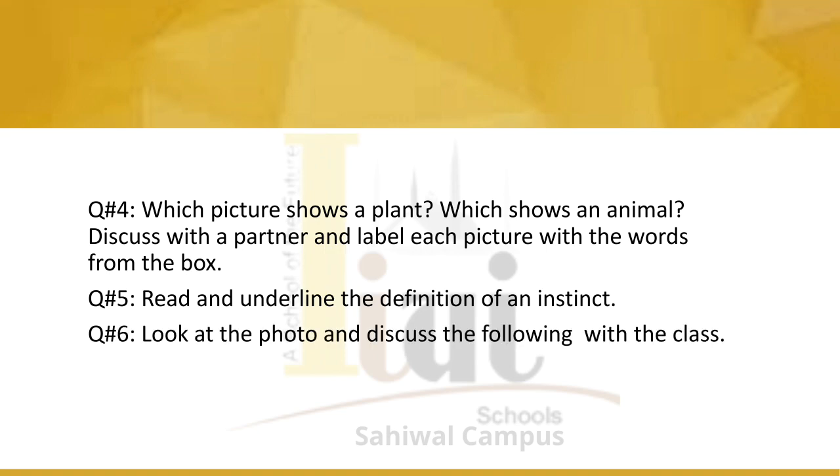Question number 6. Look at the photo and discuss the following with the class. So you have to look at the picture of a dog and you have to discuss it as a class, that what it is doing and what it is about. Question number 7. Read and write the titles of the text. So here 3 texts are given and 3 words are given: hibernation, migration and protection. So you have to choose a suitable title for the text and write on the blank on the page number 12.